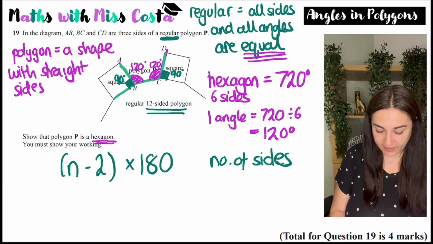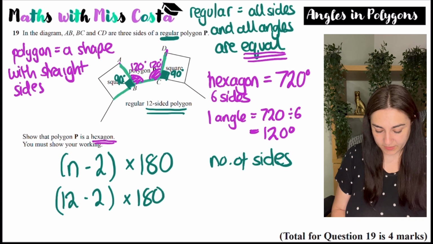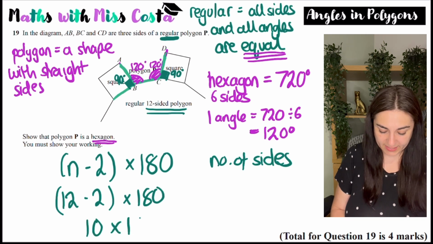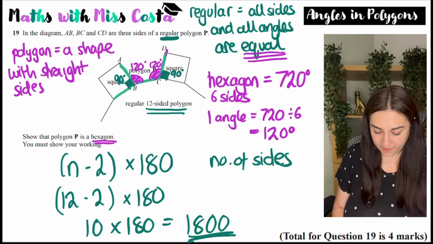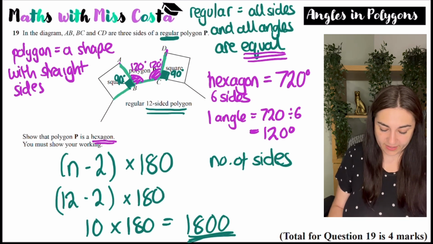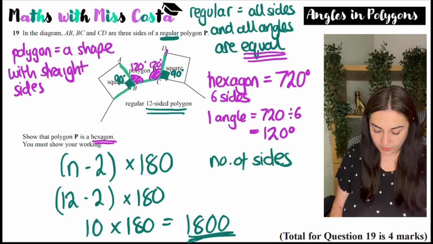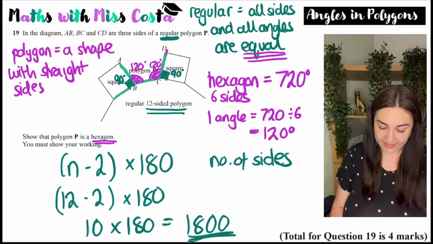So it's a regular 12-sided polygon. So I do 12 take 2 times by 180. 12 take 2 is 10, and 10 times 180 is 1,800. So I know that inside this polygon, all of the angles sum to 1,800.